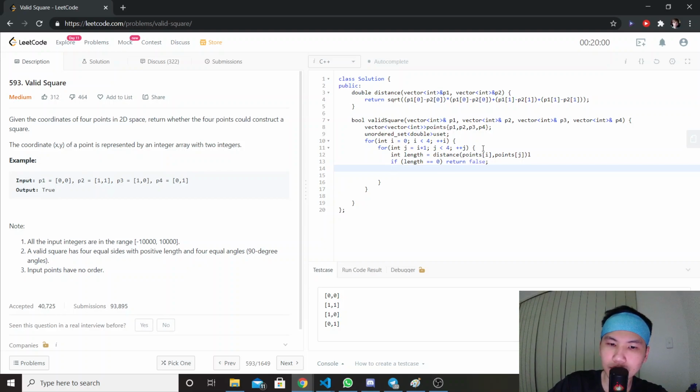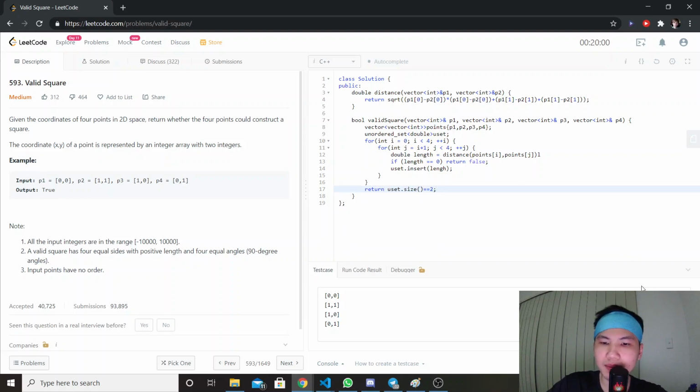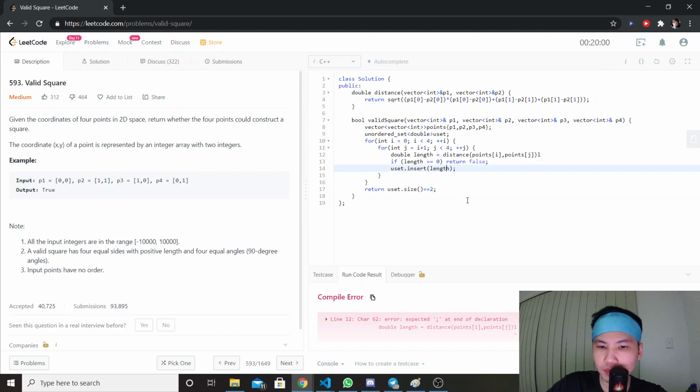Okay, then we just want to insert into the unordered set. Okay, so here it's going to be a double, yep. And we want to find out the size of the set. It's going to be equal to 2. Anything else, it means that it's not a square. Double length. Yeah.